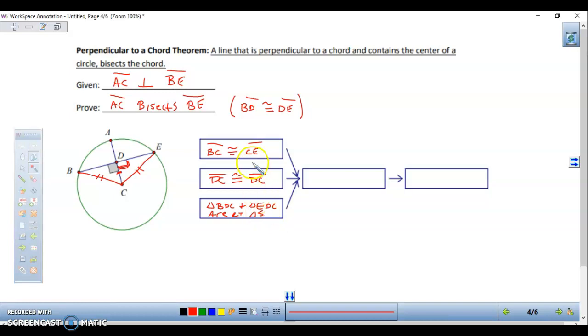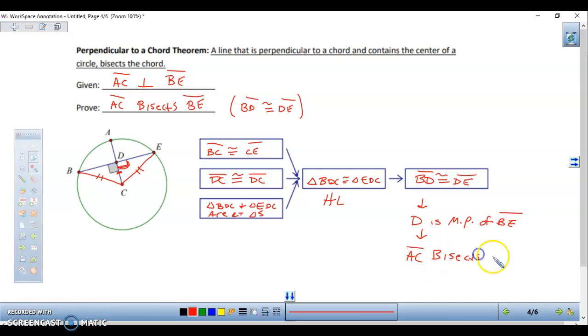All right, I got right triangles with congruent hypotenuse and congruent legs. Those triangles are congruent to each other. So triangle BDC would have to be congruent to triangle EDC because of HL triangle congruency. And then finally, what that means? That means that BD is congruent to DE, which would mean that D is the midpoint of segment BE. And by the definition of a segment bisector, it's just a segment that contains the midpoint of another segment. That would mean that AC bisects segment BE.